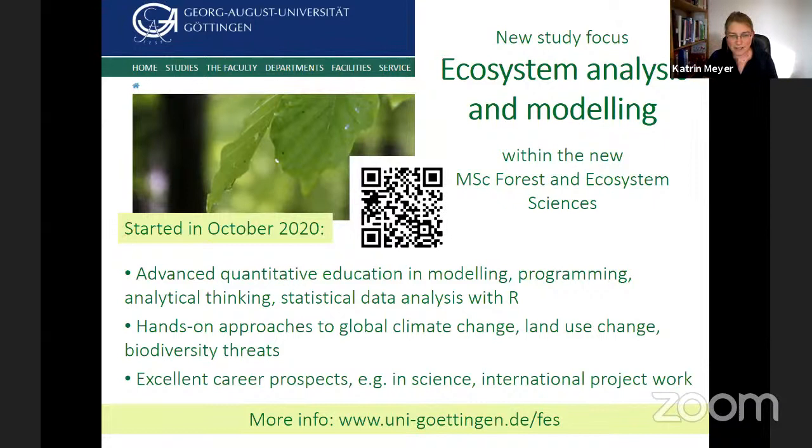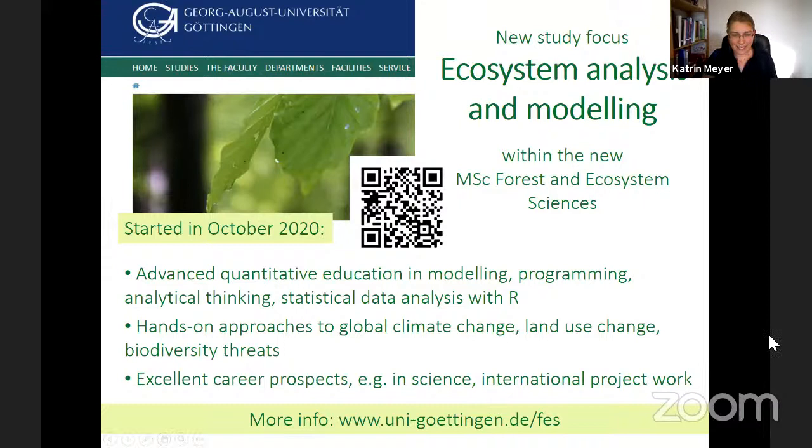It's a lot of modeling, programming, analytical thinking, statistical data analysis. We do a lot of R, but we also cover general topics such as climate change, land use change, biodiversity threats. I saw biodiversity as a topic also in the chat. So just check out our web information if you're interested, or spread that to your friends if you know someone who might be interested. We are really happy to have you here.